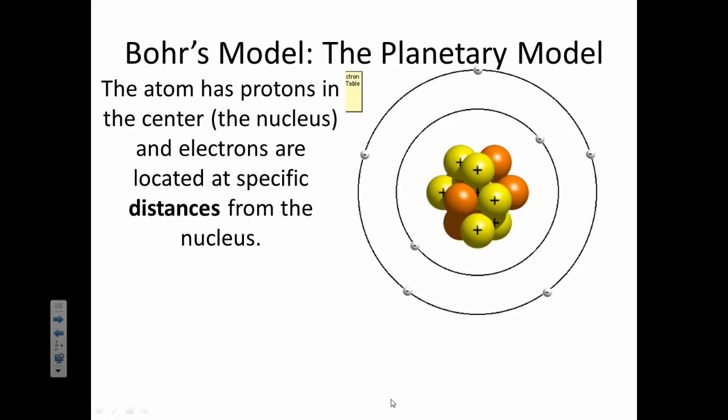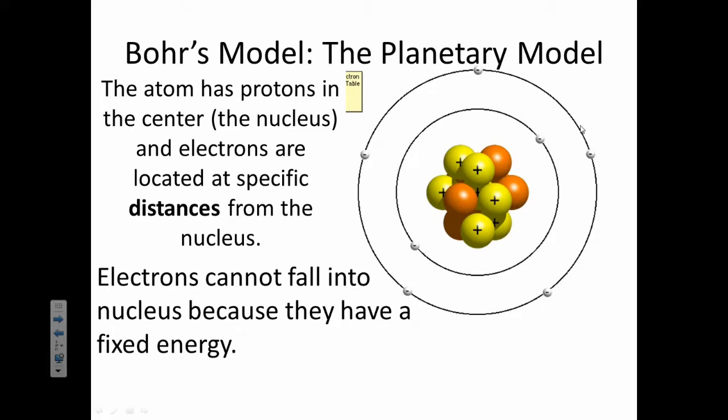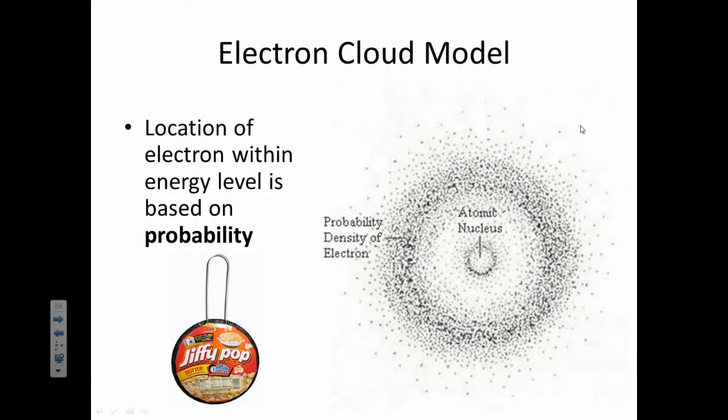Then there was the Bohr model, or the planetary model. Now they had a breakthrough that electrons were at fixed distances from the nucleus. Electrons can't fall into the nucleus because they have that fixed energy. And then there was the electron cloud model. This is where the location of an electron is based on a probability.